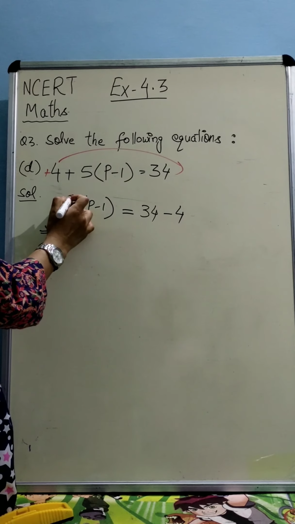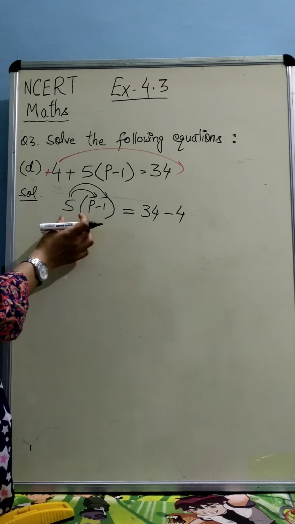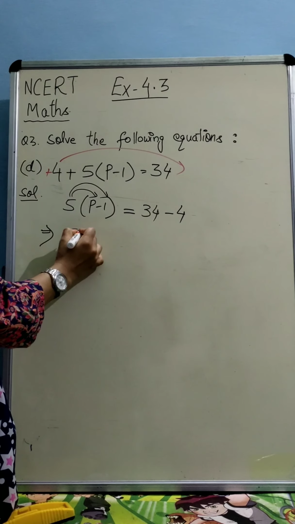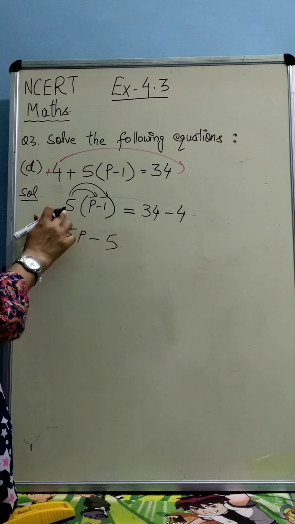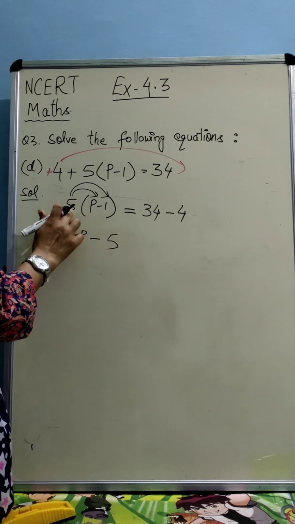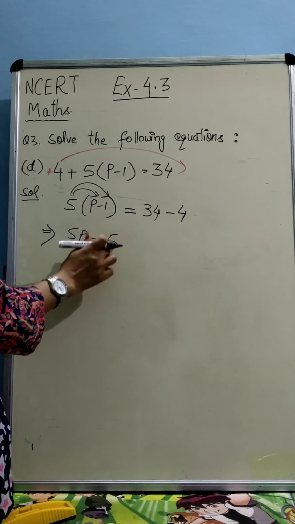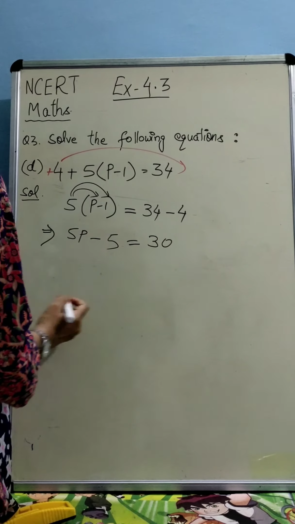5 will be multiplied with this as well as this. Okay. So 5 into P, 5P, minus 5 into 1 is 5. 5 will be multiplied by both. 5 into P, 5P, and plus minus is minus, 5 into 1 is 5. This is equal to 34 minus 4 is 30.